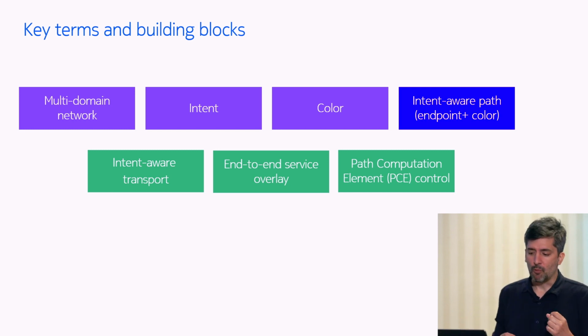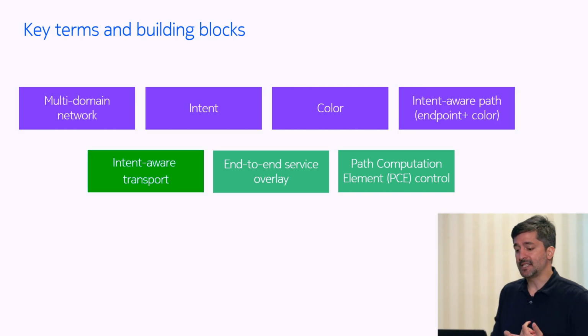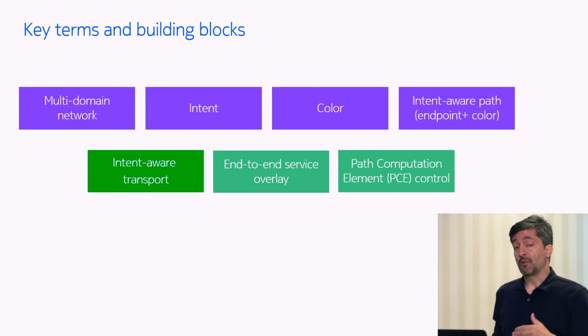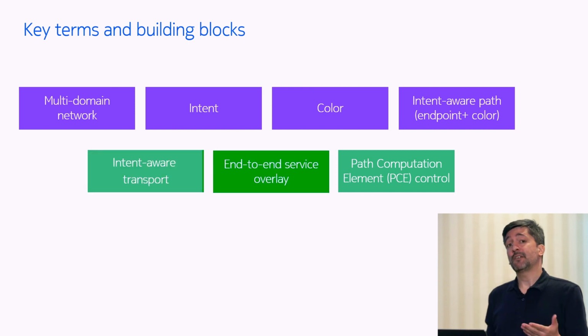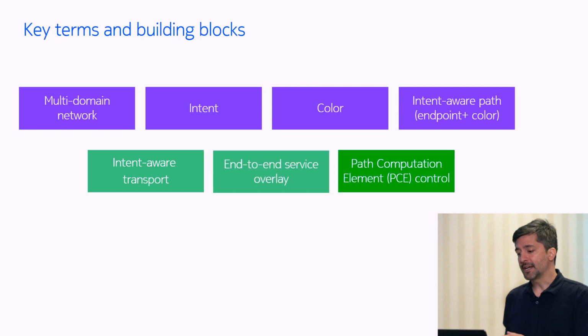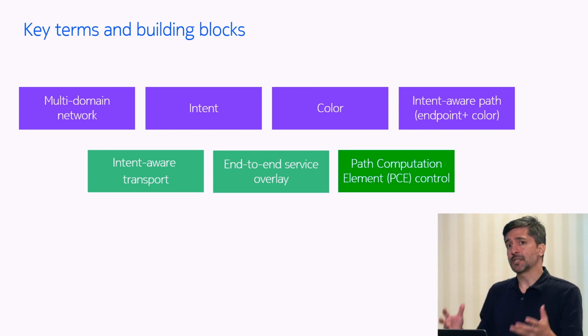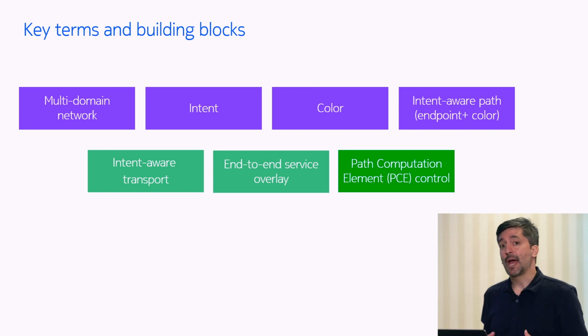And then we have a few building blocks. One is the intent-aware transport, which in our case is going to be realized by segment routing TE LSPs or segment routing LSPs or SRv6 tunnels. Then we have the end-to-end overlay or service overlay, which in this case is going to be a layer 3 VPN service, but it can be a classic layer 3 VPN service or EVPN-based services too. And finally, the PCE control, an important part in cases where we are going to be using segment routing TE along with on-demand SR-TE.